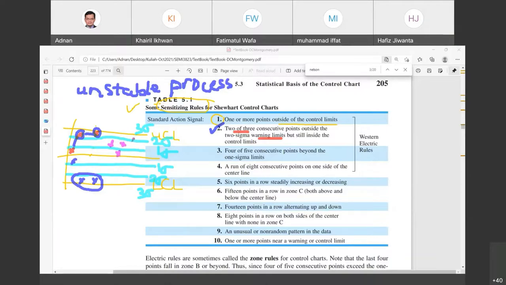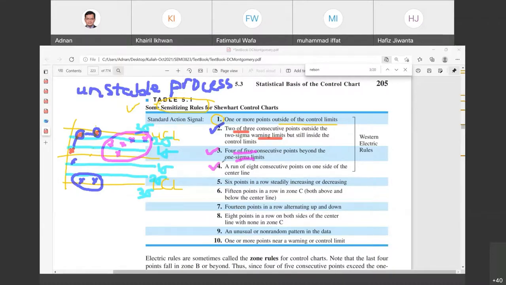You have this point, already 1, 2, 3, 4. Okay, this one not yet, because you need 4 of 5 outside, beyond one sigma. So beyond now is only three. So if you get one more out of 5 points here, 1, 2, 3, 4, so the process is also unstable. This is what we call the runs rule or synthesizing rule.